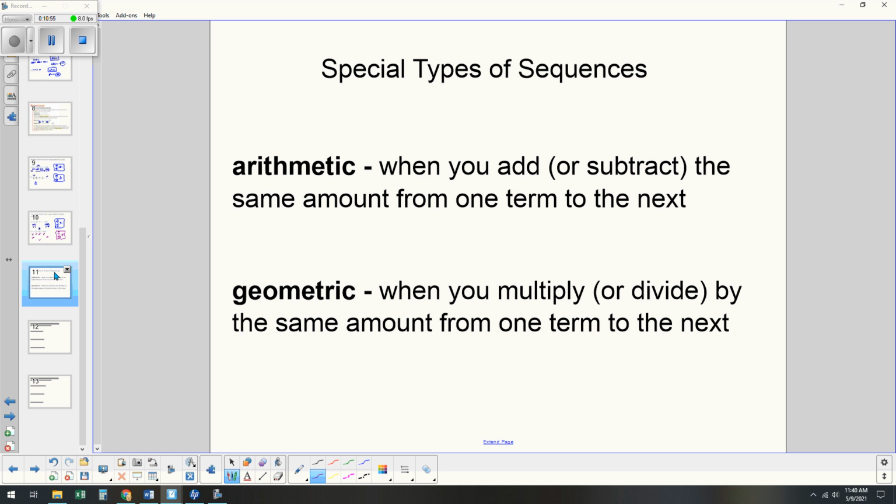So there are 2 special types of sequences. Arithmetic is when you add or subtract the same amount to get from one term to the next, and geometric is when you multiply or divide by the same amount to get from one term to the next. So we're going to mostly be focusing on geometric, but to do that, we should really know how to tell the difference between the two.